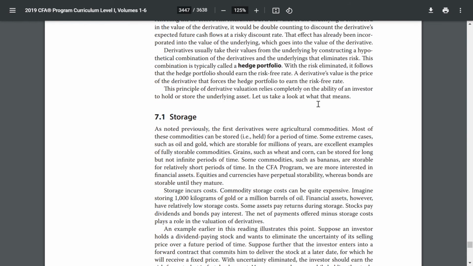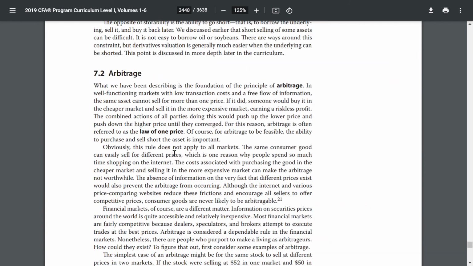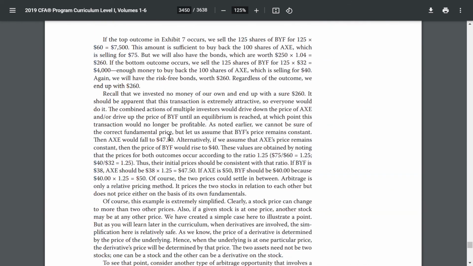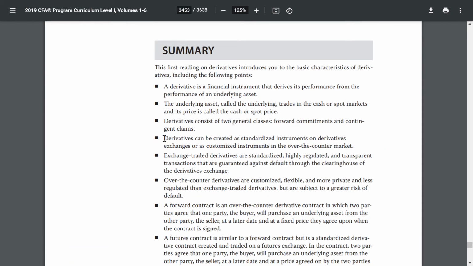Let us take a look at what this means. There's storage, and then there is arbitrage. Arbitrage is the biggest problem in finance, in my opinion. Okay, summary. This first reading on derivatives introduces you to the basic characteristics of derivatives, including the following points. A derivative is a financial instrument that derives its performance from the performance of an underlying asset.